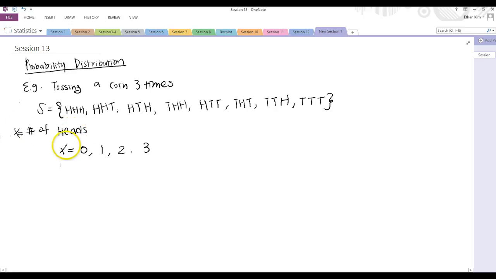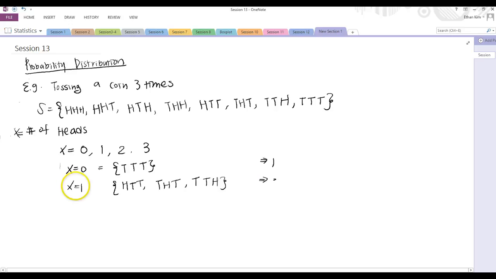Okay, so if we were to make a little chart, it'll look something like this. If x equals 0, this is what? T, T, T. All tails, right? If x equals 1, then it's going to be H, T, T, T, H, T, and T, T, H. So there are 3 cases. So here there is 1, and there are 3.